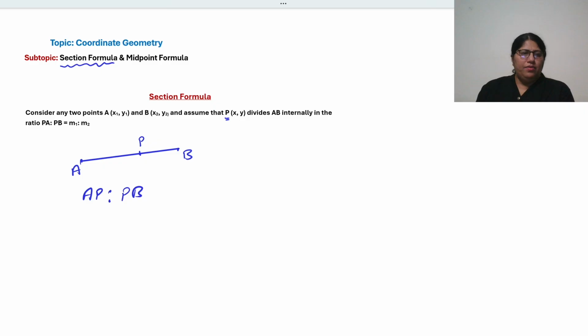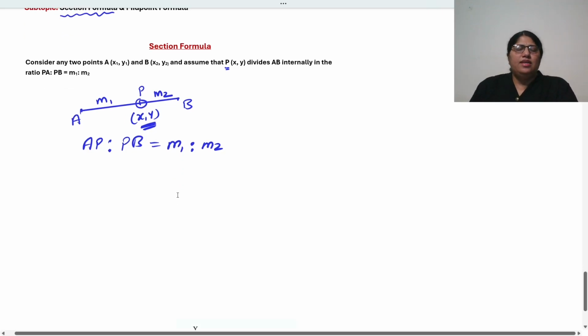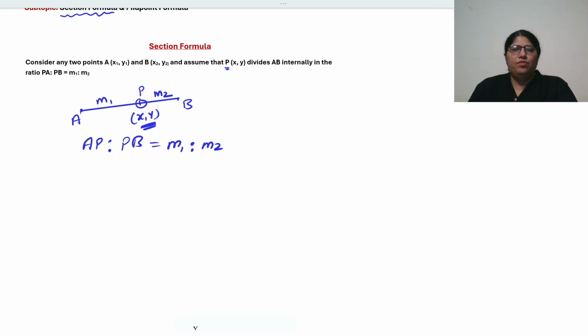Because it's dividing in some ratio, it can be a 1:1 ratio, which means it will be the midpoint. A 1:2 ratio means one part is two times the other part. So here that ratio is m1 is to m2. How do we find the coordinates of P if P is dividing AB in m1 is to m2? We use section formula. So let us see how we derive the section formula.